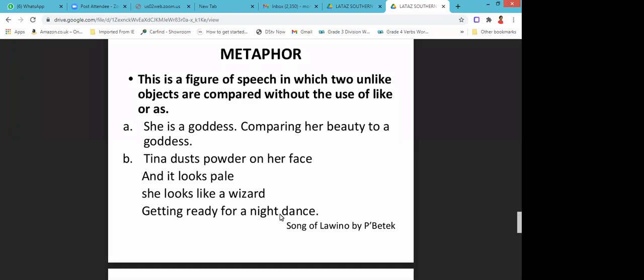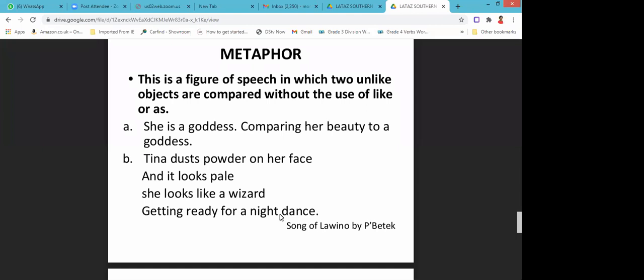Tina dusts powder on her face, and it looks so pale. She looks like a wizard getting ready for a night dance. From Song of Lawino. Tina is Clementina, the girlfriend to Ocol, Lawino's husband.